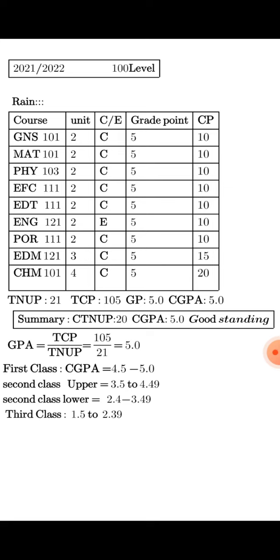Now the total cumulative point is, when you add all the CP together, you have 105, and you divide it by 21. 21 is the total number of units you did in that very semester. In this semester you did 21 units, you understand? So you divide your TCP over 21 units to have your GPA.